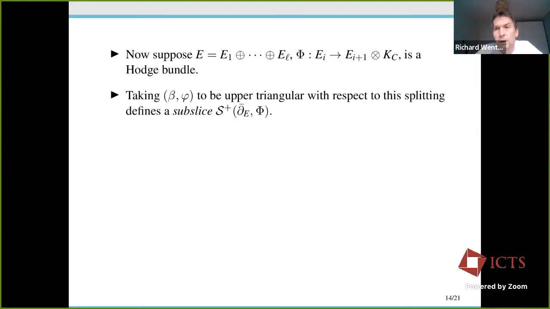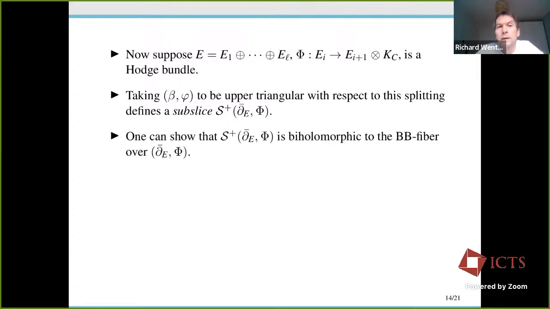you see a natural subcomplex that appears, and that gives rise to a subslice that corresponds, roughly speaking, to upper triangular deformation. So beta is strictly upper triangular, phi is upper triangular with respect to the natural filtration that comes here. And this gives us a subslice of the one that I described on the previous slide. And in fact, this slice is biholomorphic to the entire fiber. So I don't know if I used this terminology earlier, but the entire C star fiber, if you like, over this fixed Hodge bundle. Okay, and notice that this is a global statement.